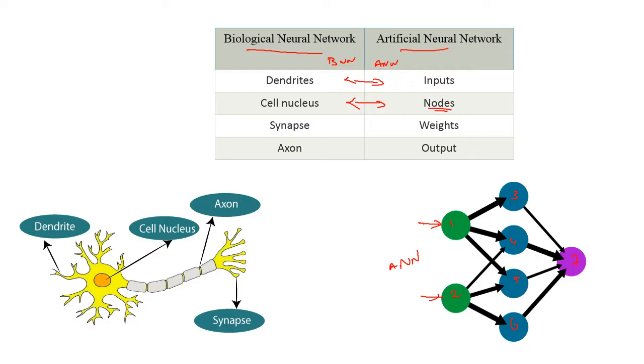Which is exactly similar to the cell nucleus in the biological neural network. And next one is synapse, and synapse here is equivalent to weight in the artificial neural network. So for every input, the green nodes are input nodes, we need to add weight. And next one is axon. So this is the axon, and that is exactly similar to the output. The purple color node is called the output node. We will get the output in this output node.